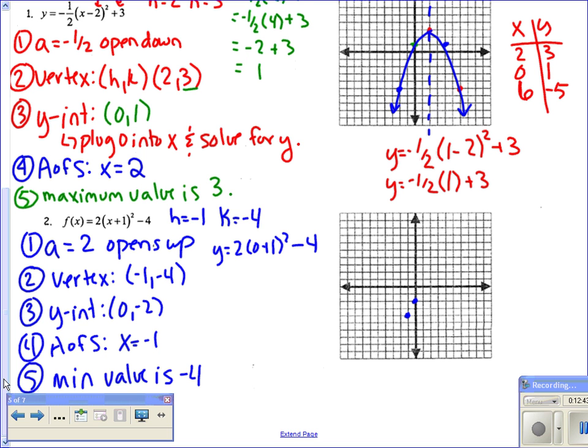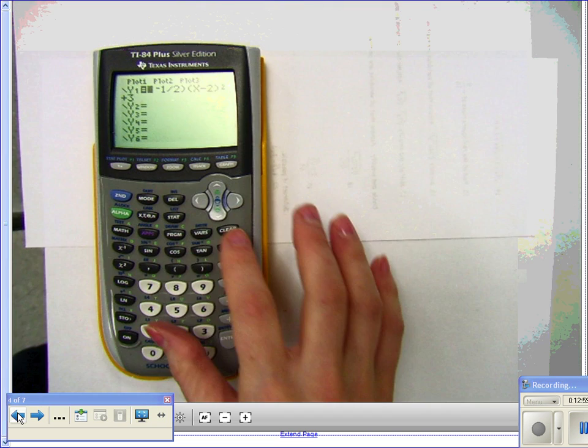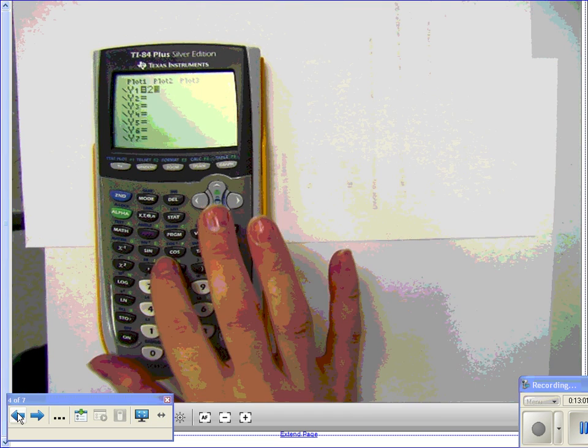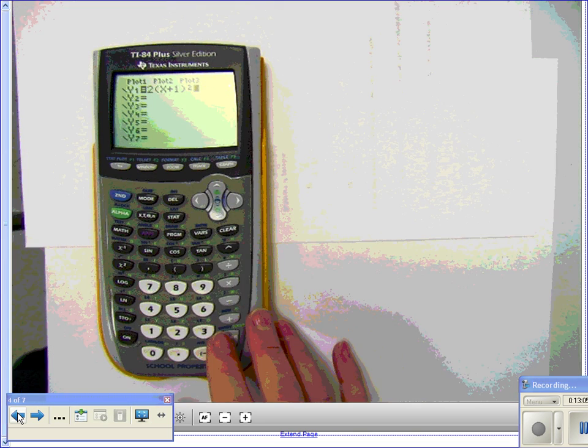Now my axis of symmetry cuts my graph in half right here. And then I have my corresponding point from my y-intercept, which is on this side, so that's the corresponding point there. So then I can just go ahead, go to my calculator, and plug it into my y equals to get my nice table values. So I have 2 parentheses x plus 1 squared and then -4.